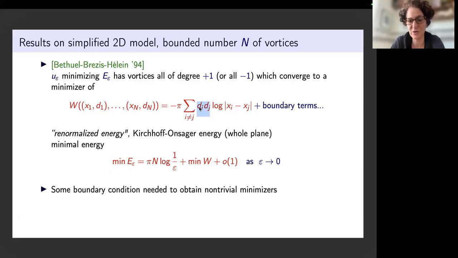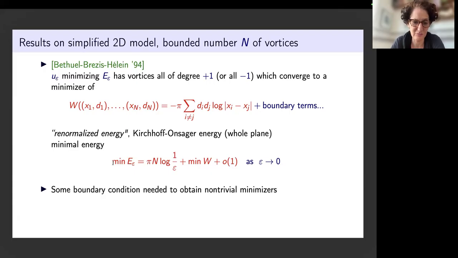Here the di's should be all +1 or all -1. So here you can replace by 1 if you want. And then there are some extra terms which are boundary terms. But the important thing is vortices repel each other. They don't like to be too close. Vortices of the same sign repel each other logarithmically. It's also the Kirchhoff-Onsager energy if you write it in the whole plane.